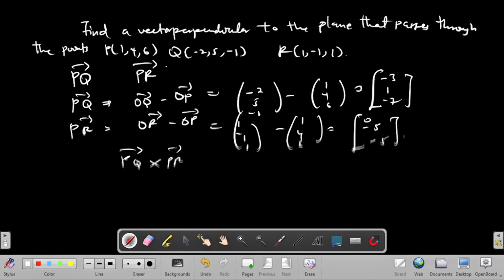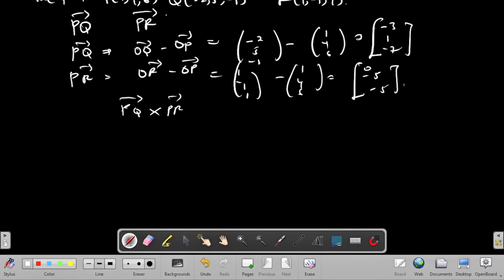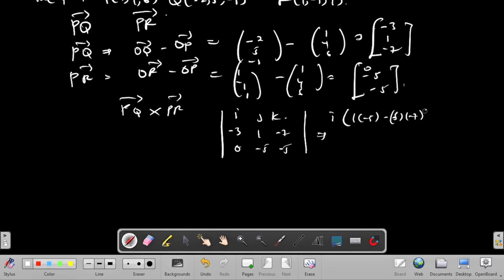So let's find the cross product. To find a cross product is so simple, right? You introduce your direction vectors i, j, and k. Then you write your vector PQ as a row: -3, 1, -7. Then the next row: 0, -5, -5. Then we find the determinant. So I'll introduce my i, open bracket. It will nullify everything here. Then my 2 by 2: 1 times -5 minus (-5 times -7). Take note of that. Then the signs are plus, minus, plus, don't forget.